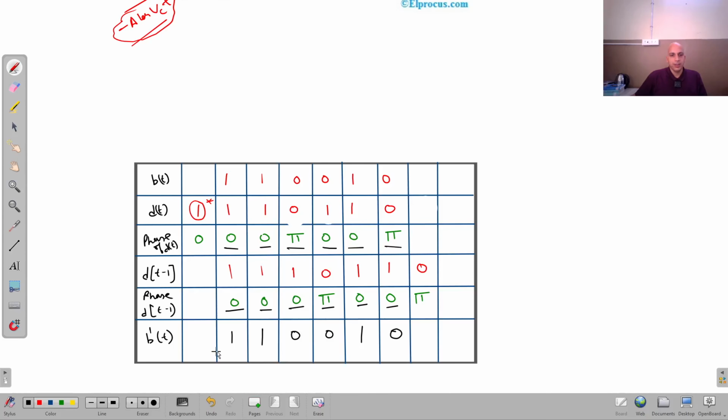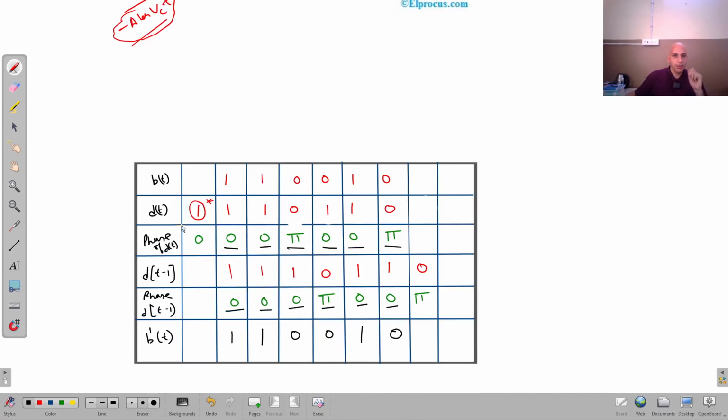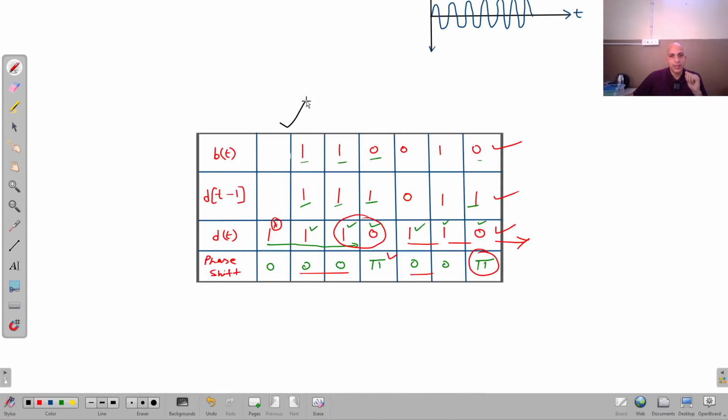So you can see now the working of this DPSK demodulator. Now you can see here the recovered bit stream, very very important. It is 1 1 0 0. So original bit stream 1 1 0 0 1 0 1 0. So this is the way you can see here, right? So this is the way of recovering the original bit stream that was used here, right?